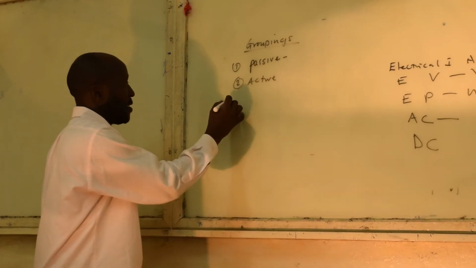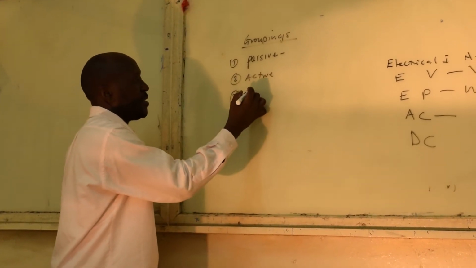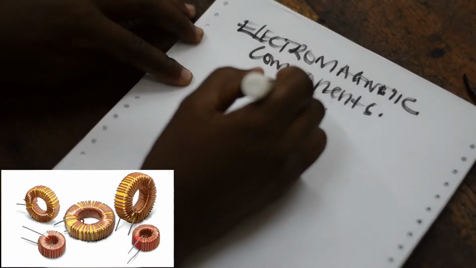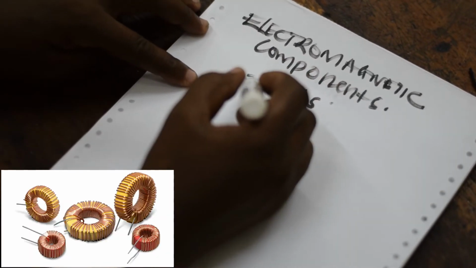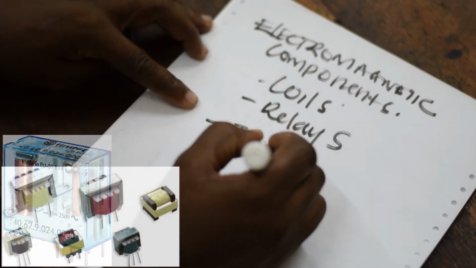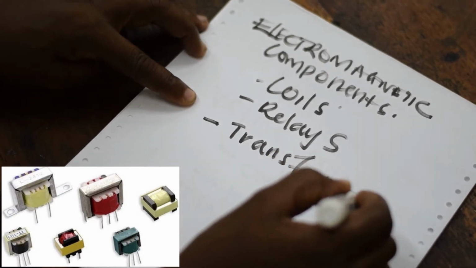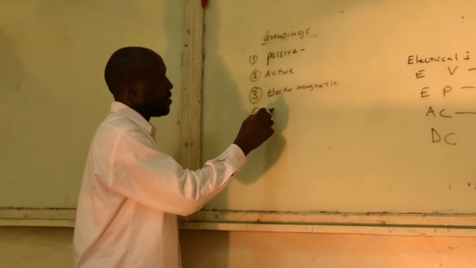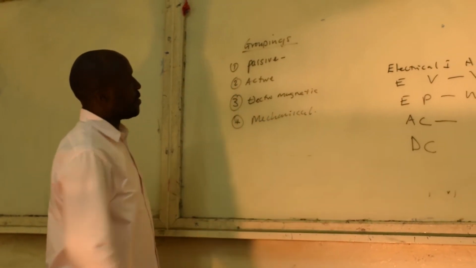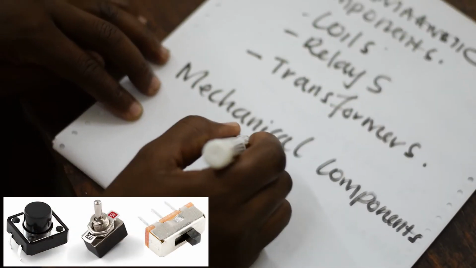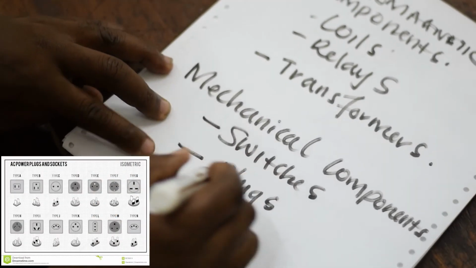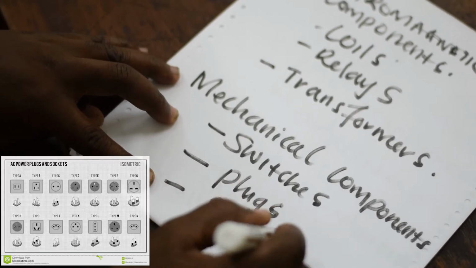Another grouping that is so important is electromagnetic components, e.g., coils, relays, and transformers. Another important grouping of components is what we call the mechanical components. Mechanical components comprise switches, plugs, sockets, and so on.